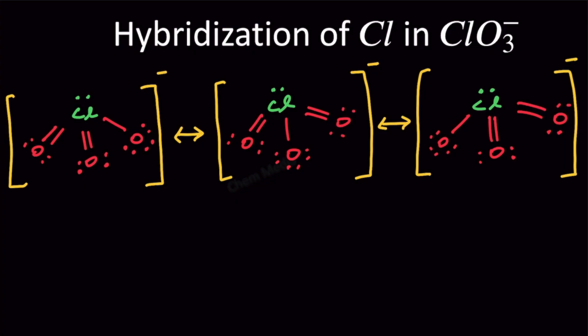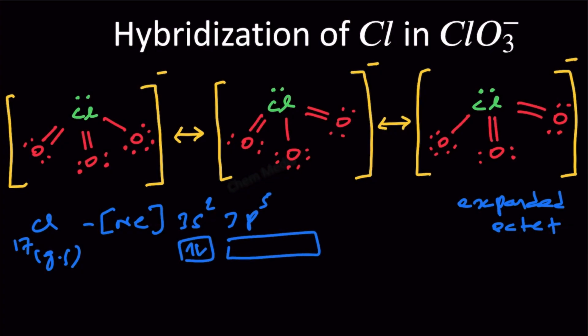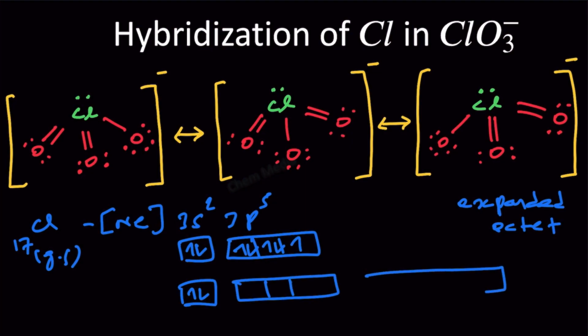Now, we already know that chlorate ion belongs to the expanded octet category. That means that it can accept more than 8 electrons around chlorine. In this case, we are having 12 electrons. Now, in the ground electronic state, the electronic configuration of chlorine is neon and then 3s2, 3p5. However, in the excited electronic state, two of the electrons from the 3p orbital will jump to the 3d orbital.